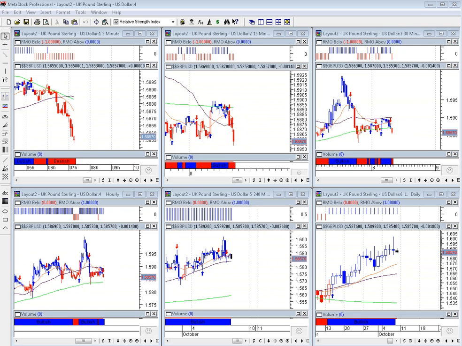Okay, today is the 8th of October 2010, and I'm just doing a quick update on the four majors this morning, in particular the sterling against US dollar next.